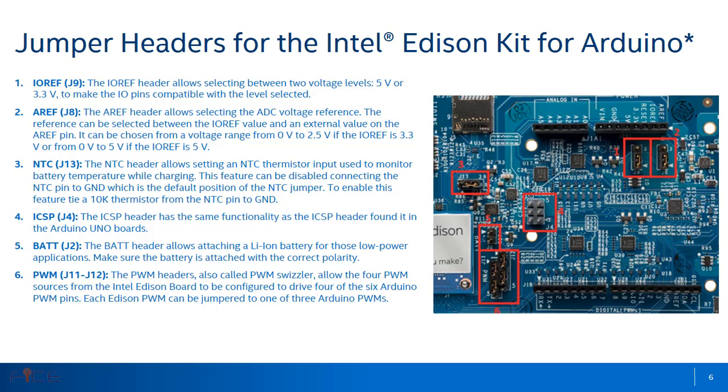Another is the PWM jumpers J11 and J12. The PWM headers allow the 4 PWM sources from the Intel Edison board to be configured to drive 4 of 6 Arduino PWM pins. Each Edison PWM pin can be jumpered to one of 3 Arduino PWMs.